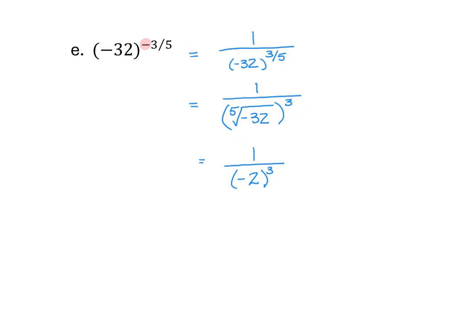This is still in the denominator. And now if we cube negative 2, we get negative 1 over 8, or 1 over negative 8. And remember that in a fraction, we can always move the negative from the bottom to the top or even the front. All right, so that is our first round of examples. Okay, let's go ahead and play with some other ones.